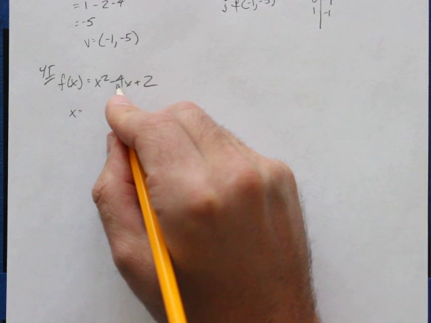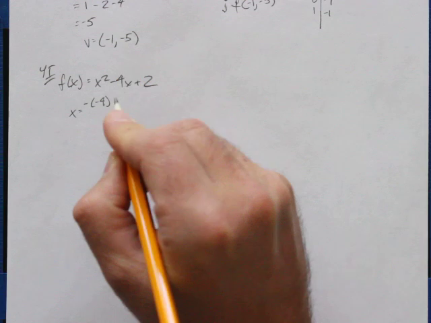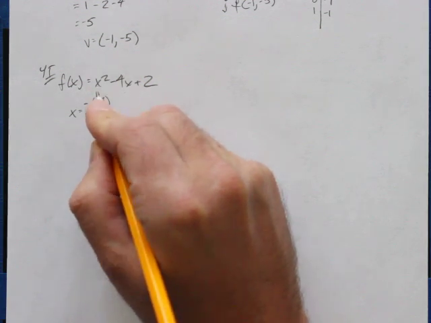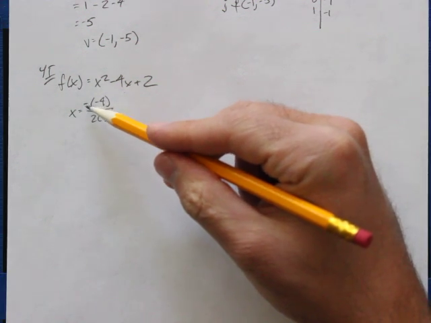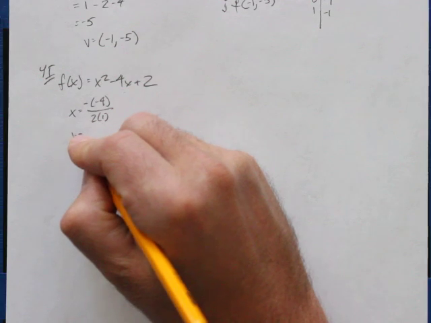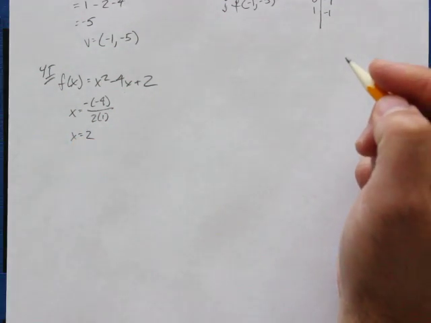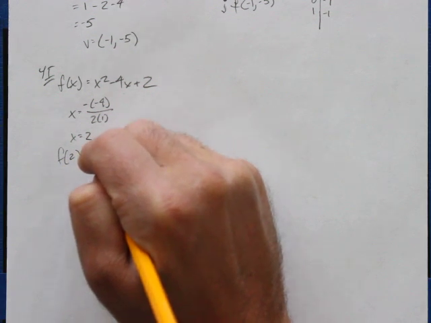So I've got negative 4. Negative 4 is my b value. And then a is 1, so I've got that there. Negative 4, that's positive 4 divided by 2. x equals positive 2. Now I'm going to plug 2 back into my original equation.